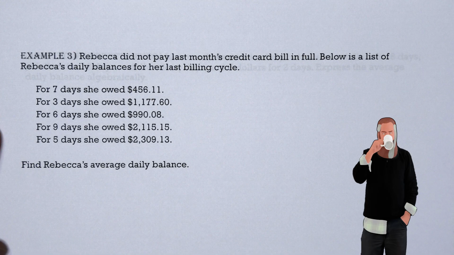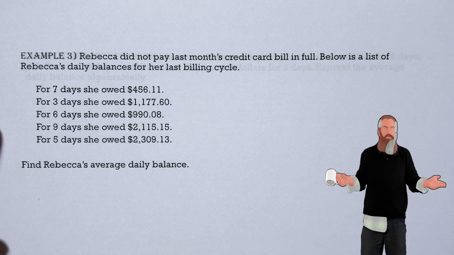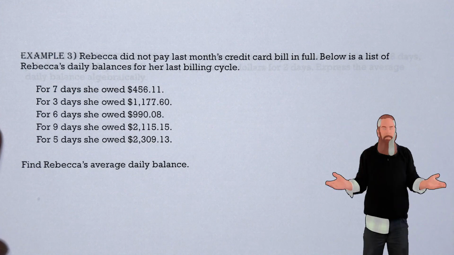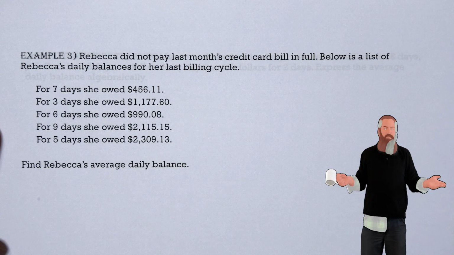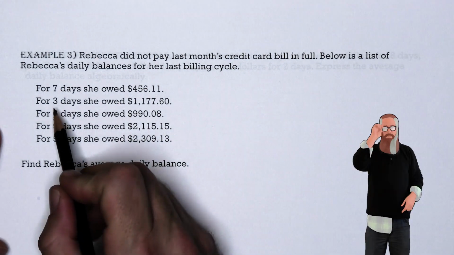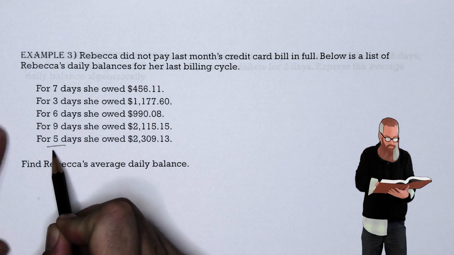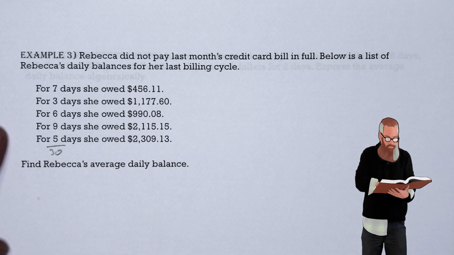The average daily balance is an arithmetic average. The arithmetic average is also called a mean. To find the average, you add the balance for the entire billing period and divide by the number of days. By adding up all of these days, we can see that we have 30 days in this billing cycle.